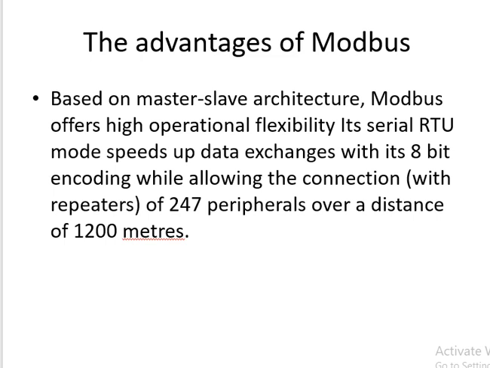Now let us see about the advantages of Modbus. Based on master-slave architecture, Modbus offers high operational flexibility. Its serial RTU mode speeds up data exchanges with its 8-bit encoding while allowing the connection of 247 peripherals over a distance of 1200 meters.